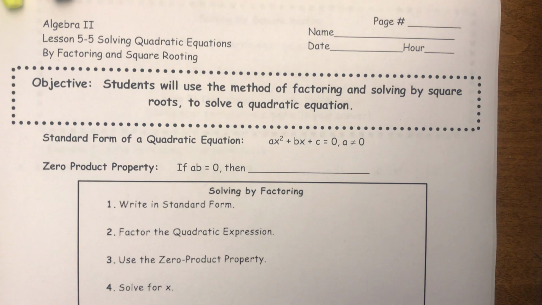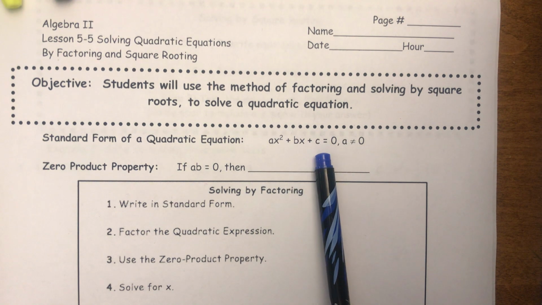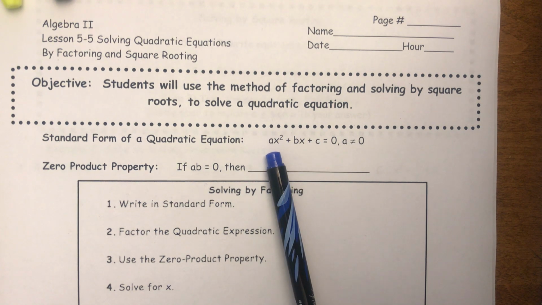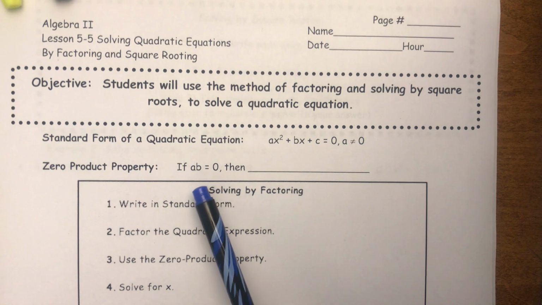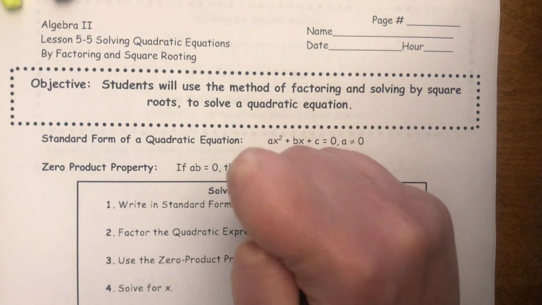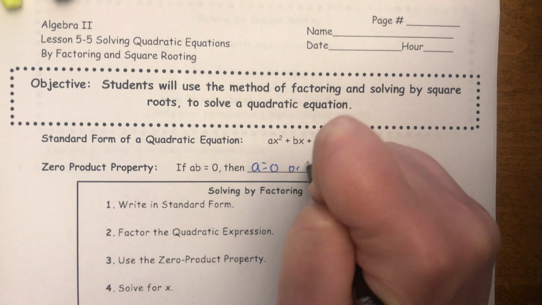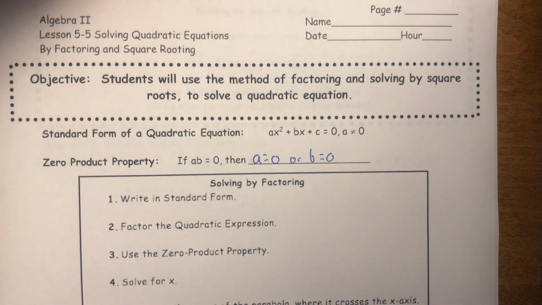So let's review. We've been looking at quadratic equations in standard form, which is written as ax squared plus bx plus c set equal to 0, where our coefficient a can never be equal to 0. The zero product property says anytime you have a product of two numbers, a times b, it will always be equal to 0 if either a equals 0 or b equals 0. We are going to use this rule to help us solve quadratic equations today by factoring.